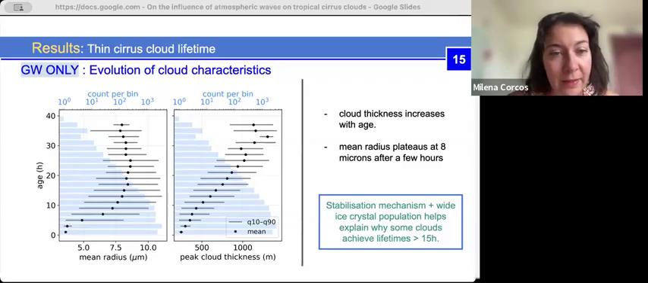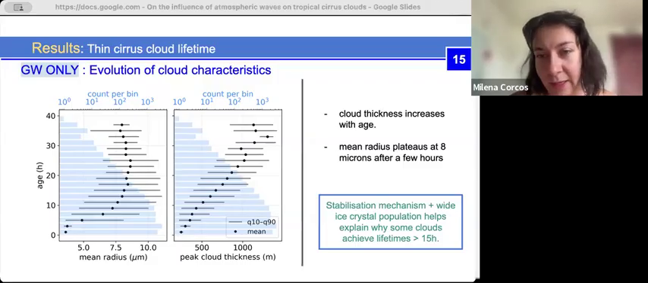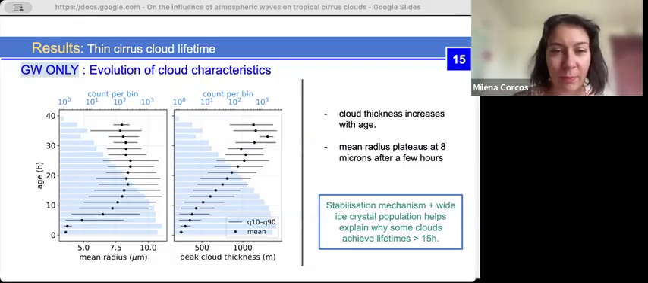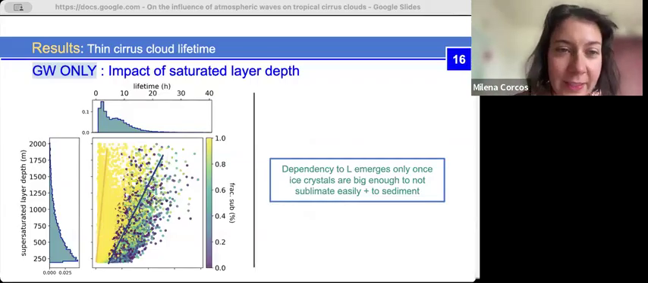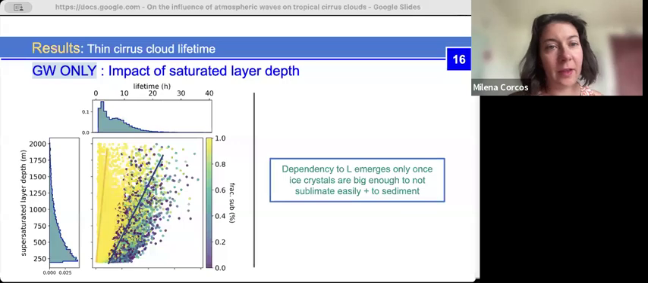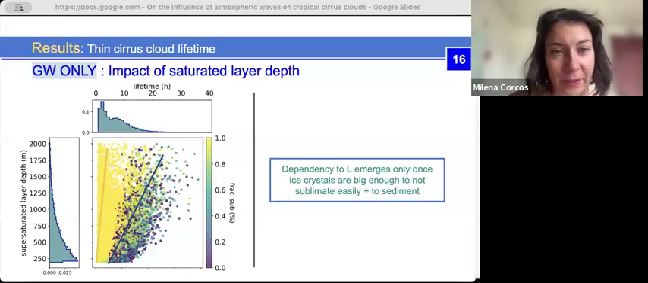So while the mean crystal size reaches a plateau, as you can see, the cloud thickness continues to increase with age, obviously, as you can see on the right panel, as the sedimentation progressively broadens the cloud. So far, we've seen that this cloud evolution is initially controlled by the competition between growth and complete sublimation.